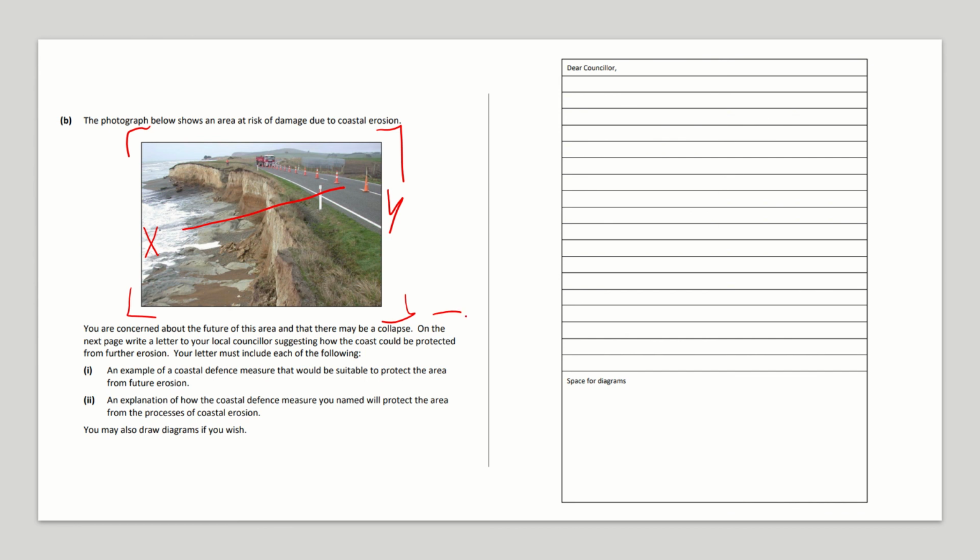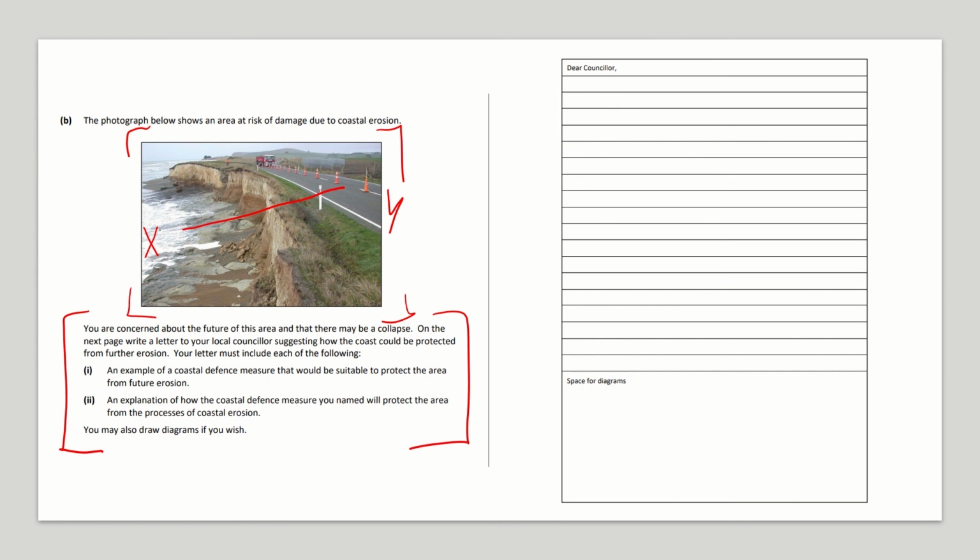So what I'm going to get you to do next is read the question that's given to you here. There's a good bit of reading here, and we're going to break that question down together. So we'll actually read through it together. You are concerned about the future of this area and that there may be a collapse. On the next page, write a letter to your local councillor suggesting how the coast could be protected from further erosion. Your letter must include each of the following: an example of a coastal defensive measure that would be suitable to protect the area, and an explanation of how that measure you named will protect the area from the processes of coastal erosion.